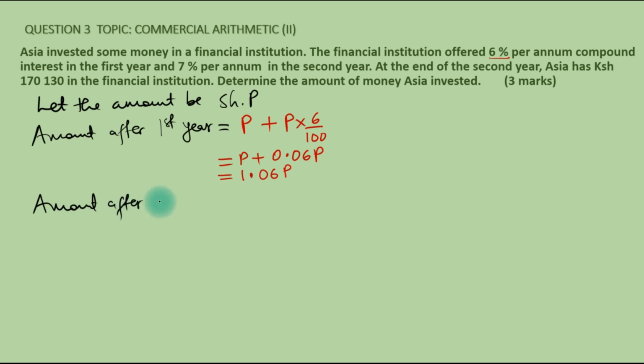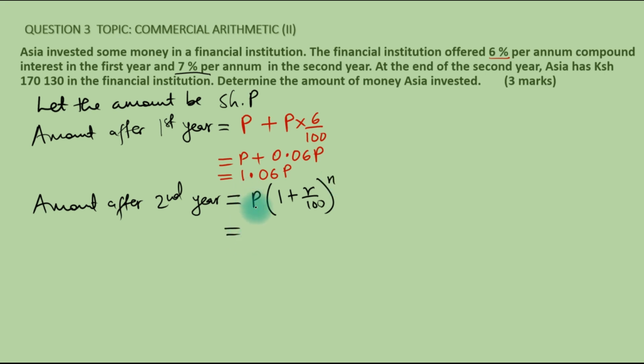after second year. So this was the amount after first year. So the amount after second year, whereby this is the rate per annum. So we shall have the principal amount multiplied by 1 plus rate over 100 raised to n, because that is the second year.